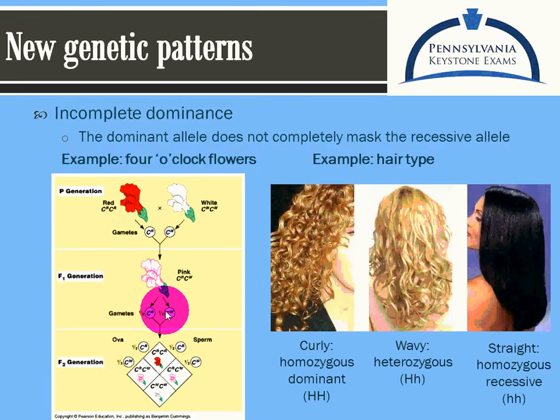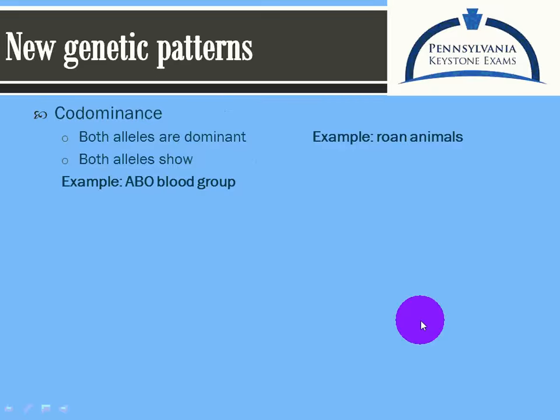In human beings, hair type would be an example. If you have curly hair, homozygous dominant. If you have straight hair, you're homozygous recessive. If a person with curly hair marries and mates with someone with straight hair, then their child will be heterozygous and they will have wavy hair. There's also codominance. Think of together. In codominance, both alleles are dominant and both alleles show up evenly.